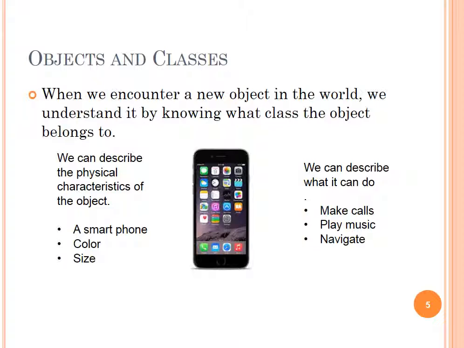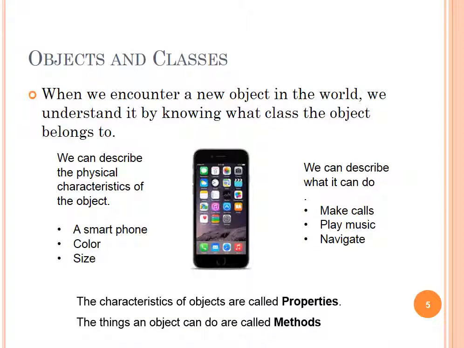Now, here are the terms that you need to know. The physical characteristics of an object are called properties. So all objects and all classes have properties. The things the object can do are called methods. Okay? Properties, methods, objects, classes. Very important concepts. Okay, this approach to computer programming is called the object model.